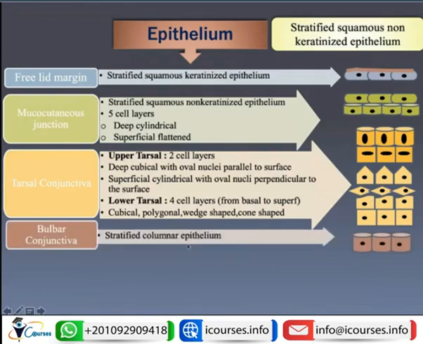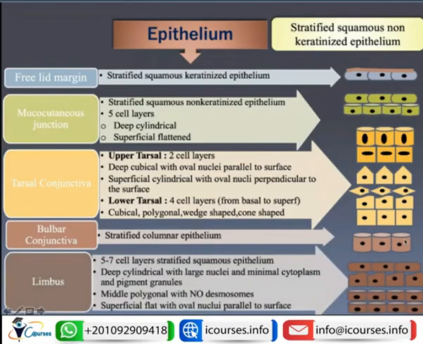Bulbar conjunctiva will show stratified columnar epithelium, and the limbus will show 5 to 7 layers of stratified squamous epithelium. We said this as we were discussing the limbus. So it will show an area of transition between the corneal epithelium and the conjunctival epithelium. The deep cells will be cylindrical with large nuclei. Then the middle cells will be polygonal, and the superficial cells will be flat with oval nuclei parallel to the surface.